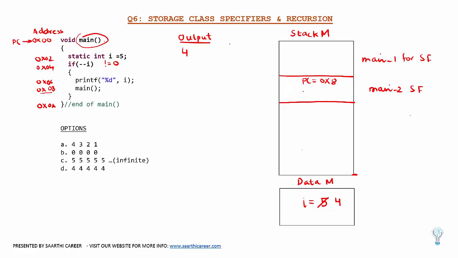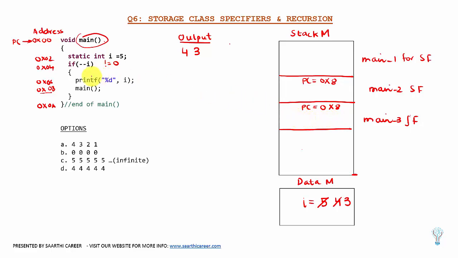Okay, so it sees minus minus I, if minus minus I, so it will change this 4 to 3, and then it goes inside the if statement, and then it sees print I. So it goes and prints I, and I's value is right now 3, and then it again encounters a main function. So we will create a stack frame for main instance 3, and it will store the return address where it needs to go back to once the function is over.